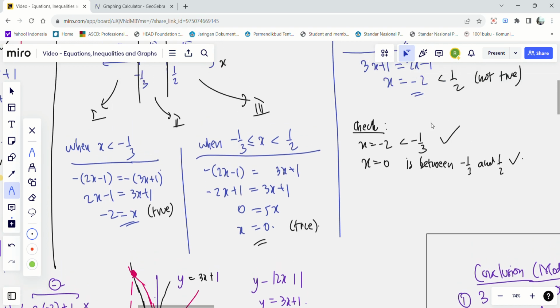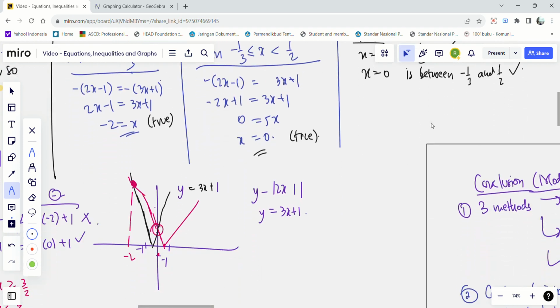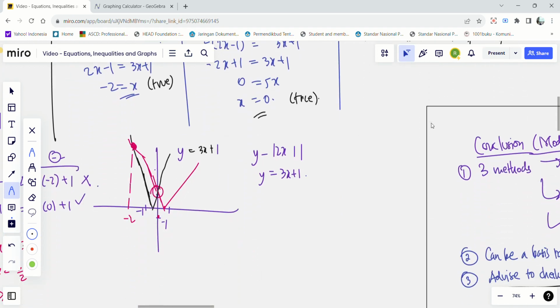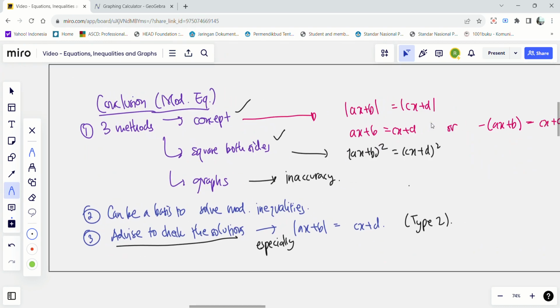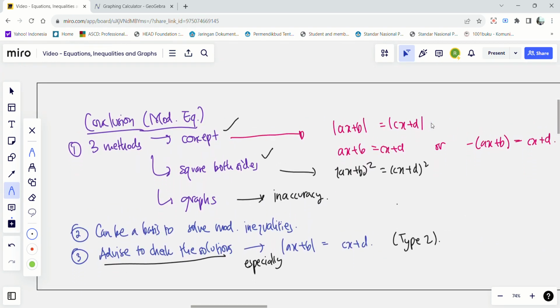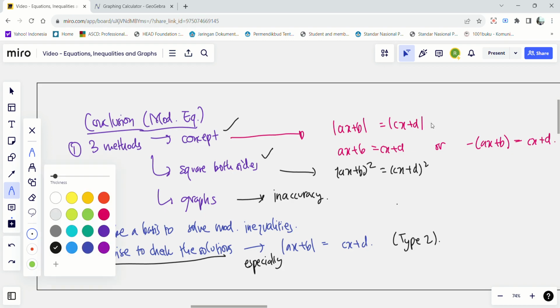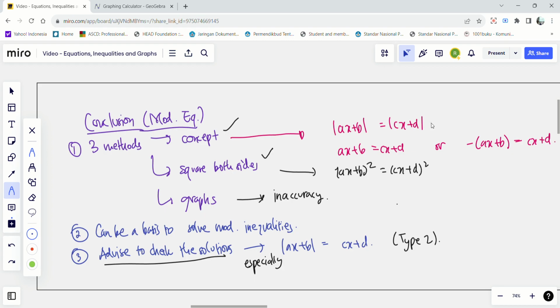So that's why you have two solutions, x equals 0 and x equals negative 2, as the final solution. That's checking by domain, or you can check by the graph, or you can check by substitution. They will give you all the same answer, right? Which leads us to the conclusion that you will see also in the second video. For modulus equations, there are basically 3 methods to solve, but for the sake of simplicity and convenience, I will not be using the graphs. That's the most inaccurate method for you to use because we don't use GeoGebra or any graphing software whenever we're dealing in the exams, right? But at least you have to know how.